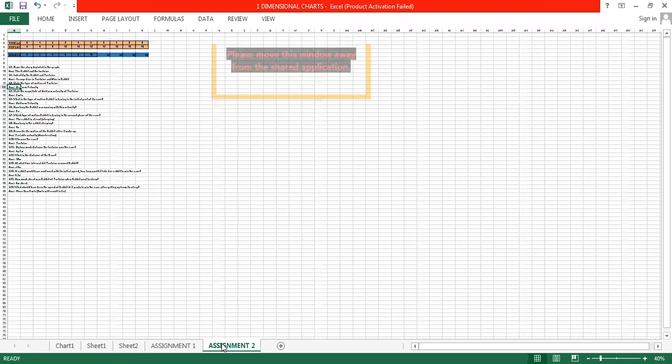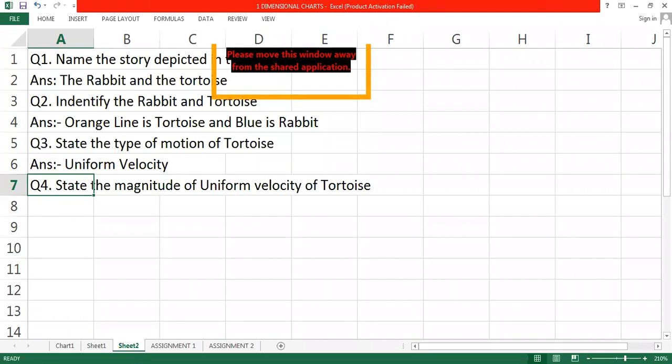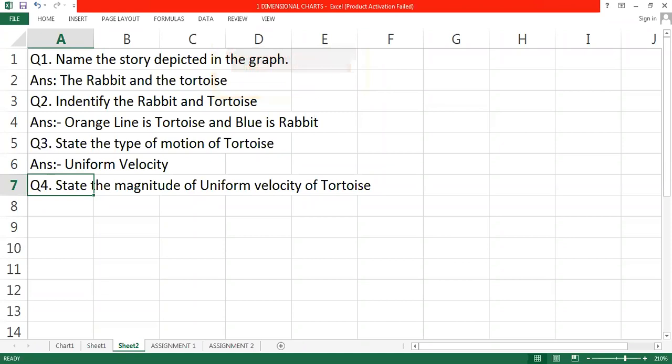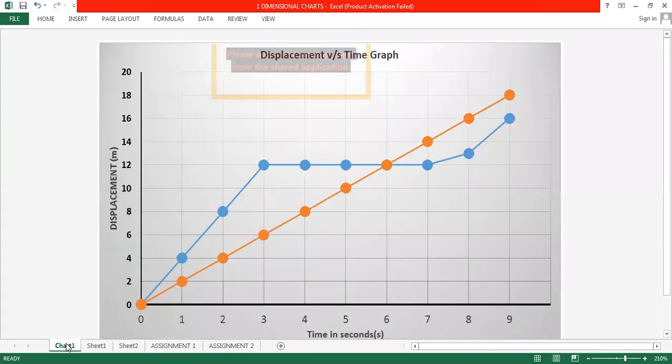Okay, now the next question. State the magnitude of uniform velocity of tortoise. Quickly. Very good, Monish. Sanika, now you can do it quickly by looking at x and y coordinates. Don't find the slope. No need to find the slope. Check the graph carefully. Very good. All of you are giving me the right answer. Check the graph quickly and say how much distance is travelled in every second. No need to find the slope always. Slope can be found when the coordinates are not that simple. Here the coordinates are very simple.